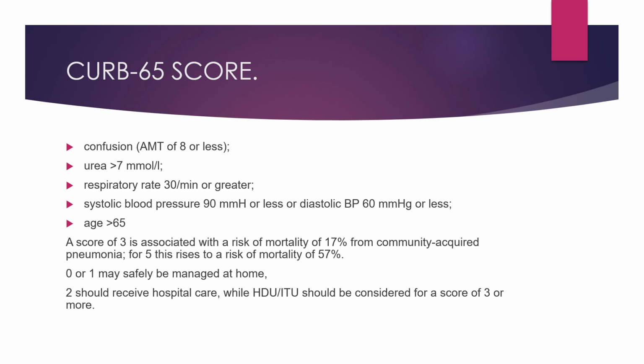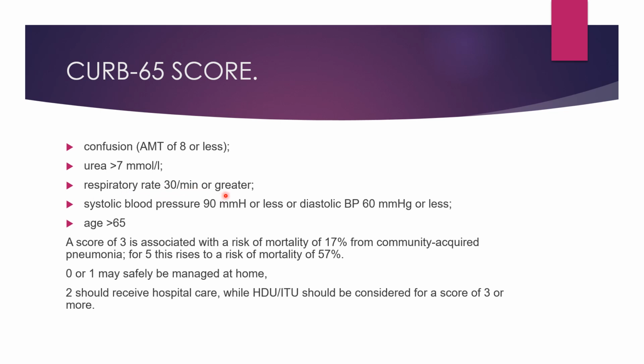This is mainly used to grade the severity of the pneumonia, based upon which the patient's mortality is predicted, and based on this score only you decide if the patient needs an admission, or if the patient needs to be kept in an intensive care unit or not. So the components include, the first one is confusion. If the patient is confused, he will be getting 1 point, and if the urea is greater than 7 millimoles per liter, the patient will be getting 1 more point.